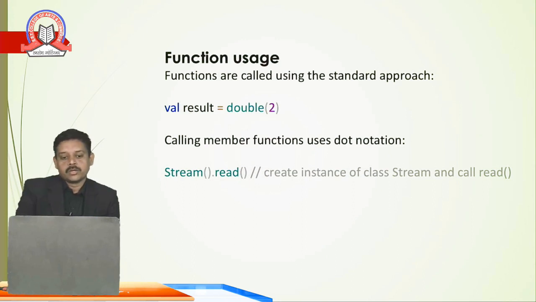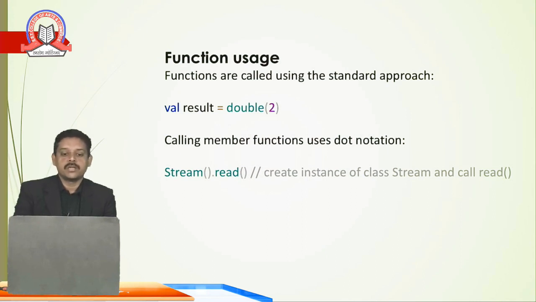How to use the functions? Functions are called by a standard approach, and to call a function we just need to use the name of that particular function. In the previous example, we have created a function double, and in any program or in any other function, we can call that function by using its name.